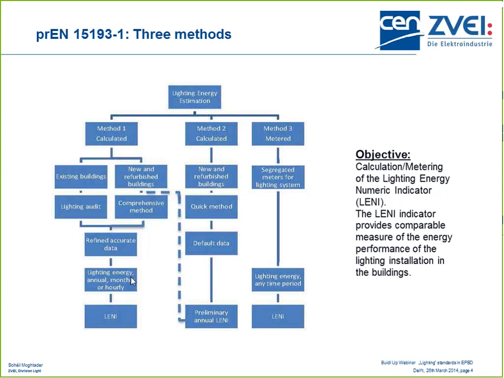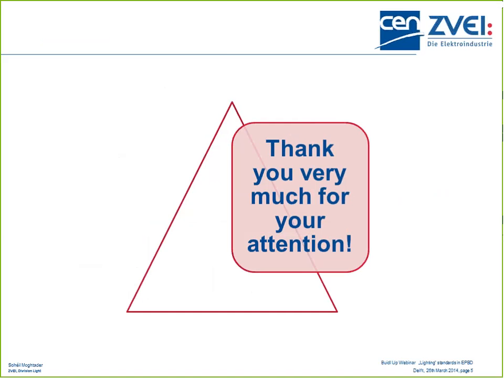So I think at the end our objective is that we gain the LENI indicator, and we can have it by 3 different types of methods, and these methods are also according to the situation where we are at that time. So I hope that I could give you some insight into our revision, and would like to thank you very much for your attention and am open for further questions.